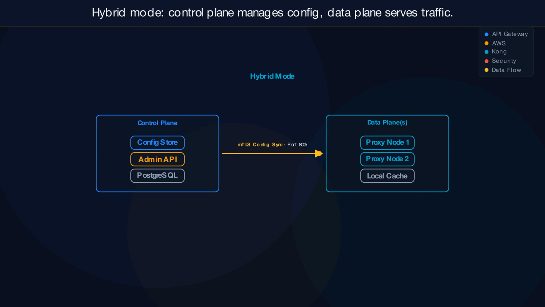The control plane stores configuration in PostgreSQL and exposes the admin API on port 8001. The data planes are the proxy nodes that handle actual API traffic. They connect to the control plane over a mutual TLS channel on port 8005. Configuration changes propagate automatically. Critically, each data plane caches its configuration locally. So even if the control plane goes down, your data planes keep serving traffic with the last known good config.